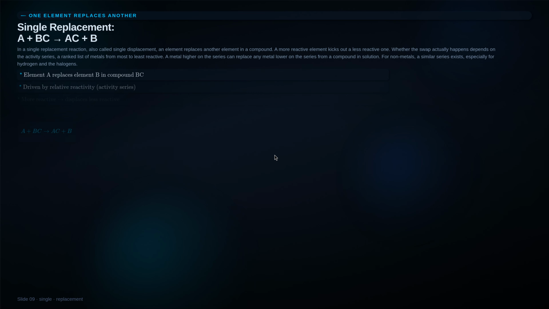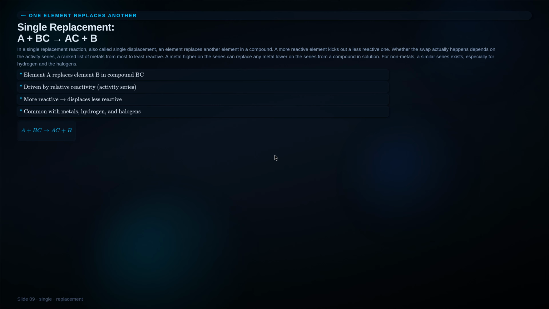In a single replacement reaction, also called single displacement, one element replaces another element in a compound. The general pattern is A plus BC yields AC plus B. A pure element, A, swaps places with one of the elements in the compound, BC, kicking that element out and forming a new compound, AC.